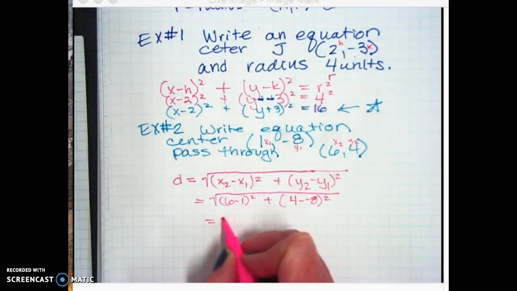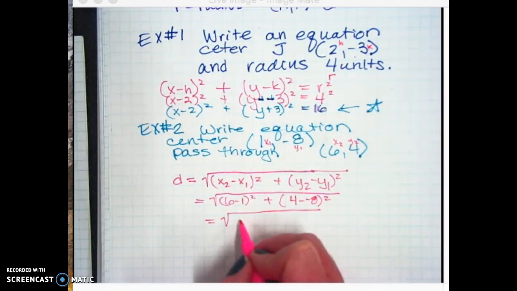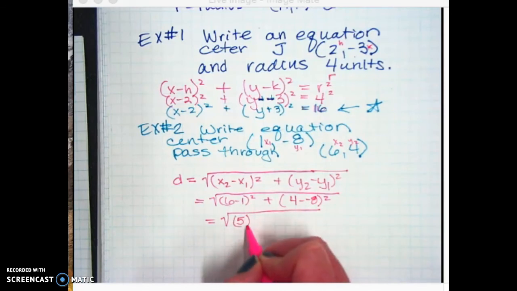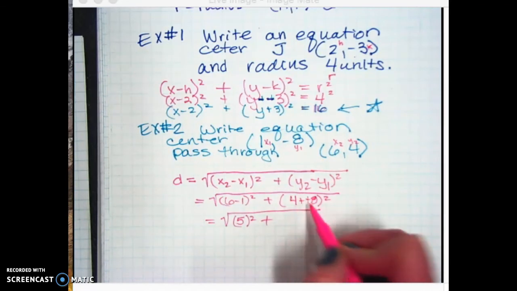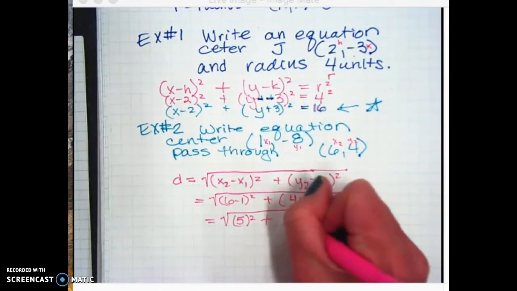Now we're going to simplify. Anybody know what 6 minus 1 is? 5. Oh, good. You guys are quite good. And then we've got another minus minus. Minus minus is what? Plus. So what's 4 plus 8? 12. So we've got 12 squared.